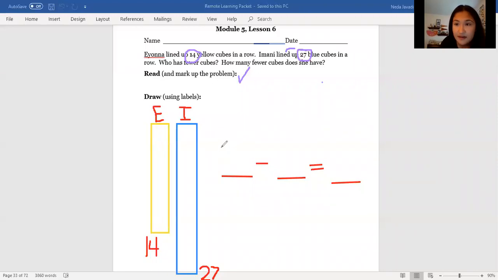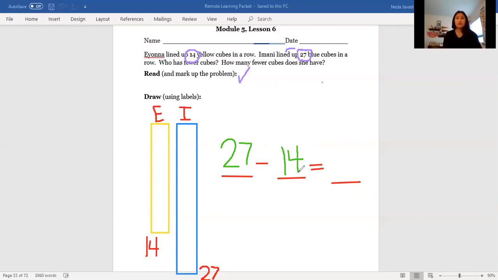First, we're going to write the bigger number, which is 27, subtracting or taking away the smaller number, which is 14. Whew. Now we have to solve this big problem.